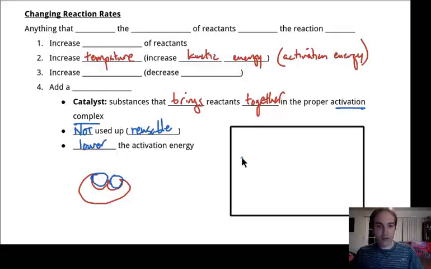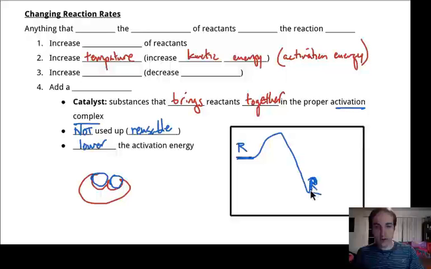So if we were to go back to that graph that we saw earlier where we have the reactants and we have the products, we pay the activation energy to get, whoops, that was supposed to be a P for product. Okay, so we pay our activation energy to get our products. If we add a catalyst, draw a little red line here, we don't need as much energy of activation. So we need less energy of activation, but we get the same product.